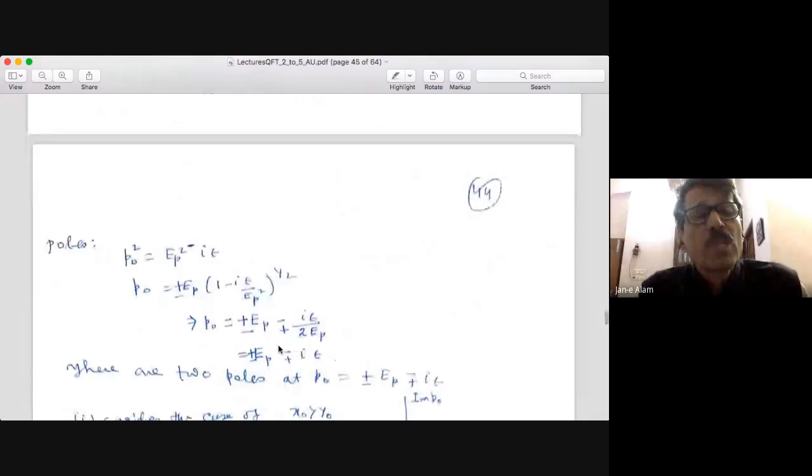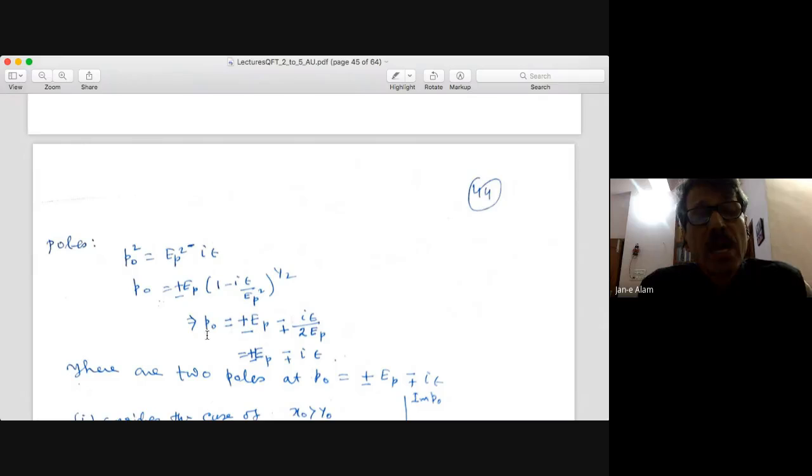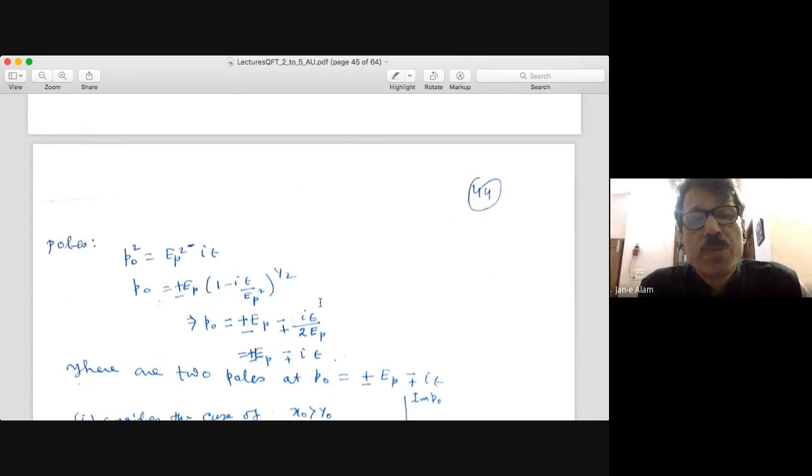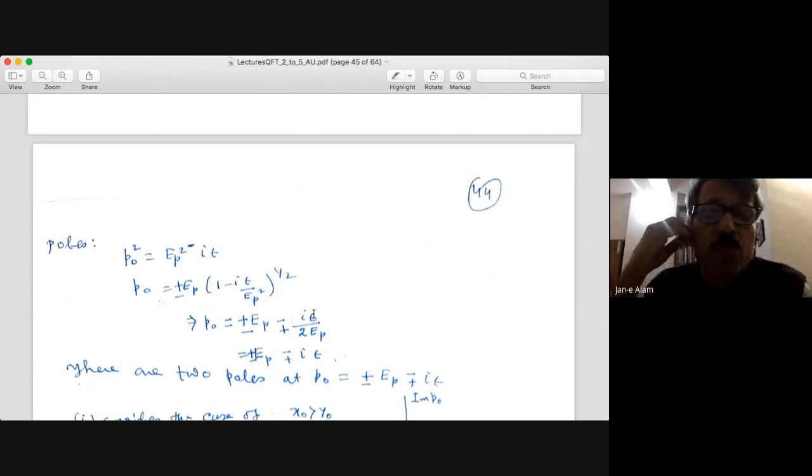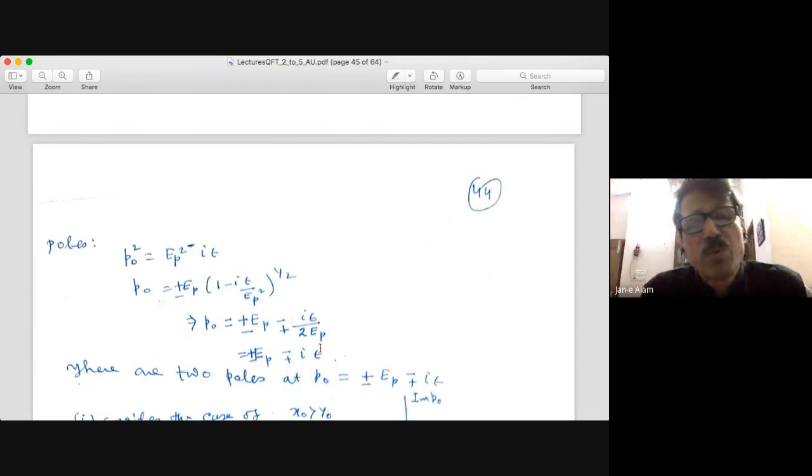Now, where are the poles? p0 square equal to Ep square minus i epsilon. Those are the poles. Taking the square root to find the poles of p0, p0 equal to plus minus Ep minus plus i epsilon divided by 2Ep. Here i epsilon is a very small quantity tending to zero, so I redefine this small quantity again as epsilon, or if you like, epsilon prime or delta. It is up to you. So at p0 equal to plus minus Ep minus plus i epsilon, we have the poles.